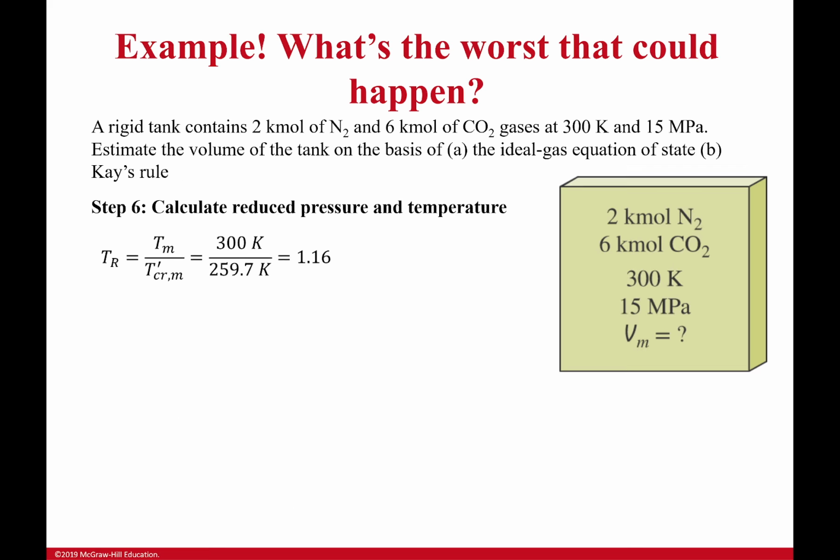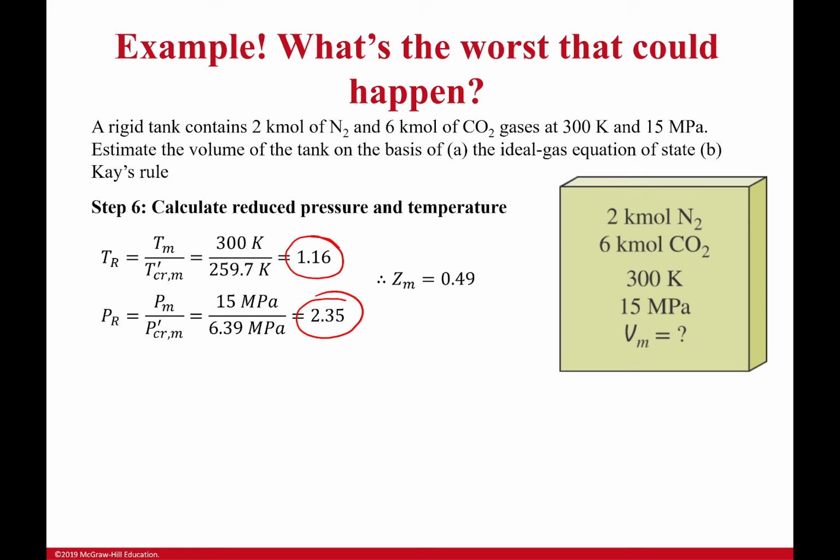You simply take the temperature of your mixture and you divide it by your critical properties of that mixture, and the pressure of your mixture, and divide that by the critical pressure of your mixture. And you'll get 2 values. So I have 1.16 and 2.35. Using those 2 values, we can now go to the Nelson Obert charts and get your compressibility, which comes out to be about 0.49. So let's jump there right now and see how I got 0.49.